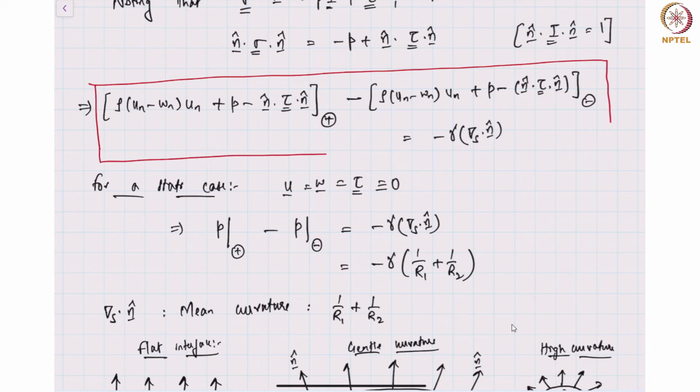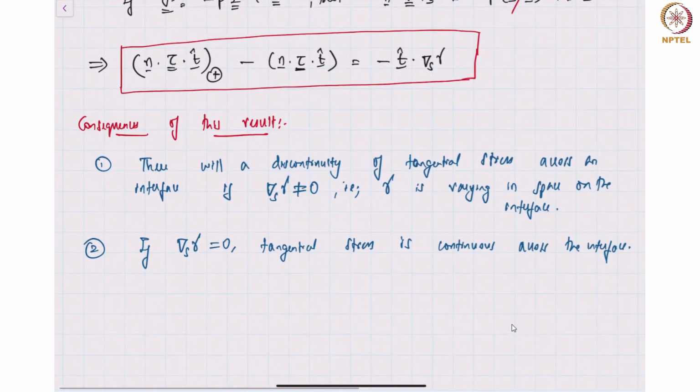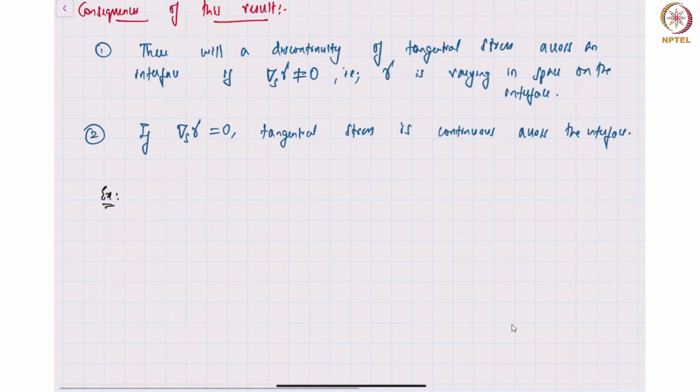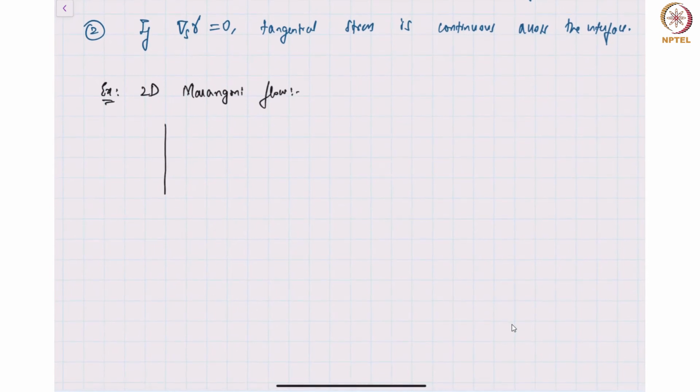Notice that the right hand side has a curvature term. It's a product of surface tension times curvature. So if the curvature is 0, then the right hand side surface tension does not make any difference. But here you don't need to have curvature. I'll give you an example. We'll consider a simple 2D flow, which we can call a Marangoni flow. Okay, this is an idealized case. So here's the setup that we have here.